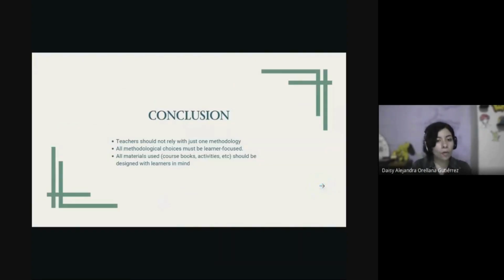Summarizing all that we've learned so far, we can conclude that teachers should not rely on just one methodology, as it is very restricting for language learning. Also, that methodological choices must be learner focused, as well as all the material used, be it course books, activities, and other things. They have to be designed with students in mind, as they are the main character of learning.